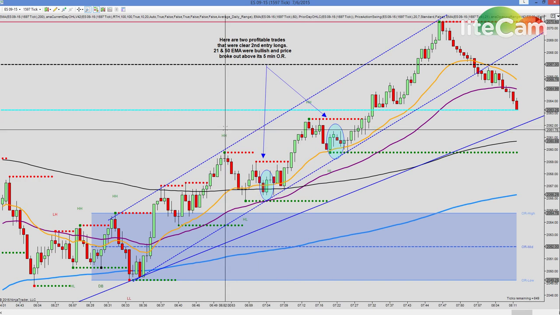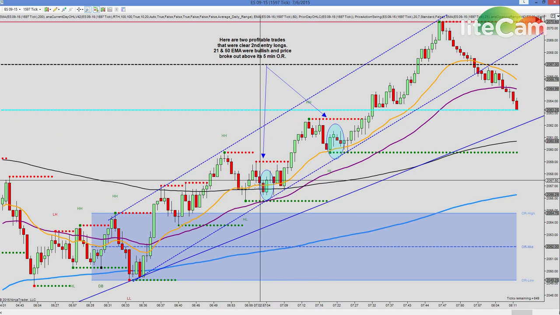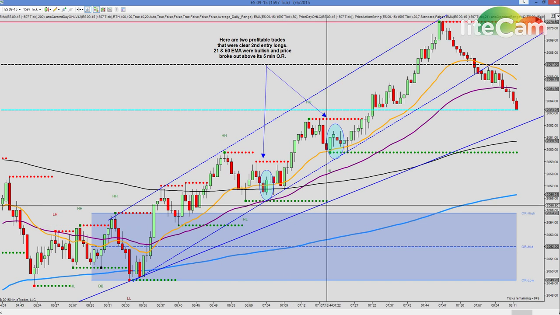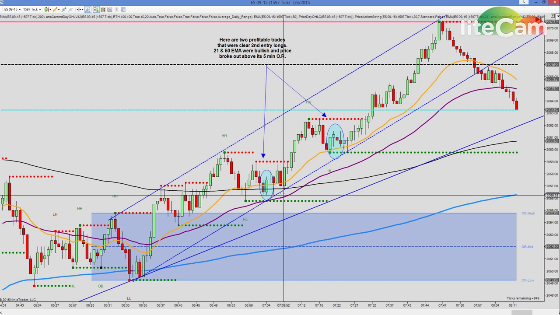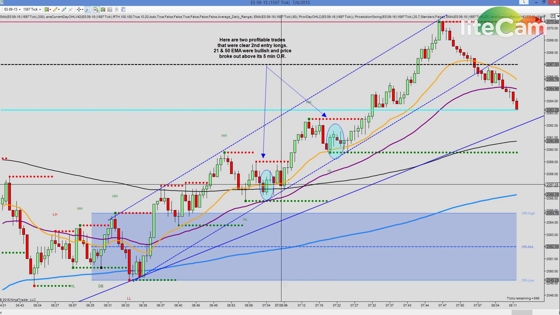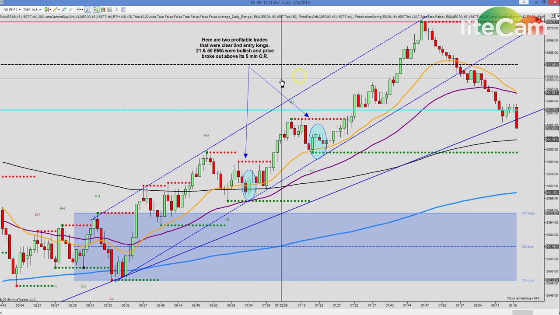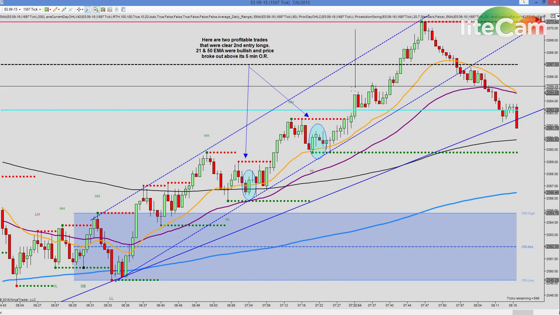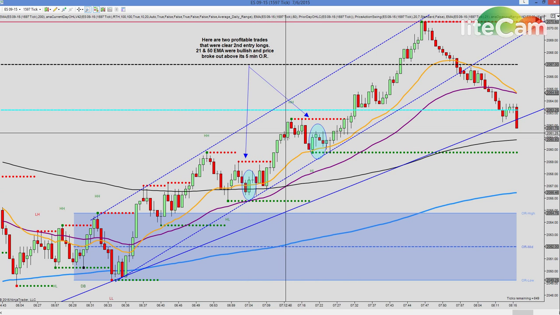So it's an example of a second entry long. The moving averages and the price being above the opening range show you the immediate trend direction is up. And here's some verbiage I write for my trades and my charts, so I can print out my charts and keep a log, a trading journal.